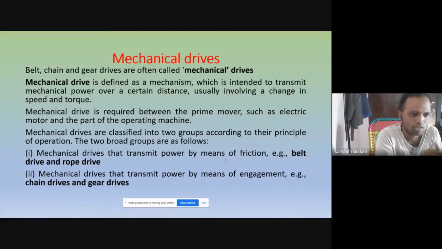And gear drives: in all your automobiles, if you want to vary your torque, everything is basically done with the help of your gear drives. Whether you want to increase your torque or decrease your torque, it is done with the help of gear drives. Not only in automobiles, anywhere in any machine you want to vary your torque, that is basically done with gear drives. Okay, so this is about the mechanical drives.